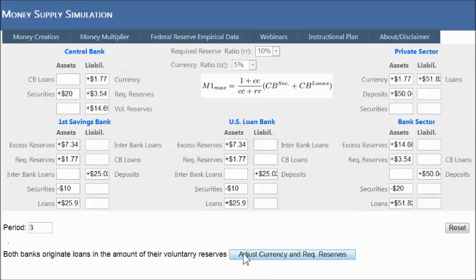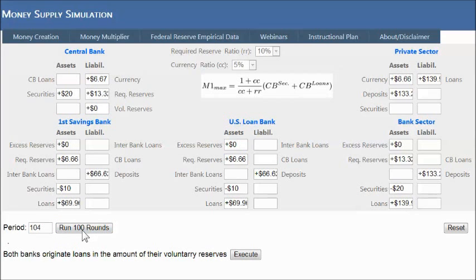Banks give new loans, in this case approximately $9.50, adjust currency and reserves, and we're in period 3. Same thing repeats again. We reach period 4, and we could do that over and over again until the reserves are used up. But here's an option to run the next 100 rounds. We are in period 104, and we can see that M1 is a total of 140, and that the monetary base is 20. So 20 times 7 equals 140.